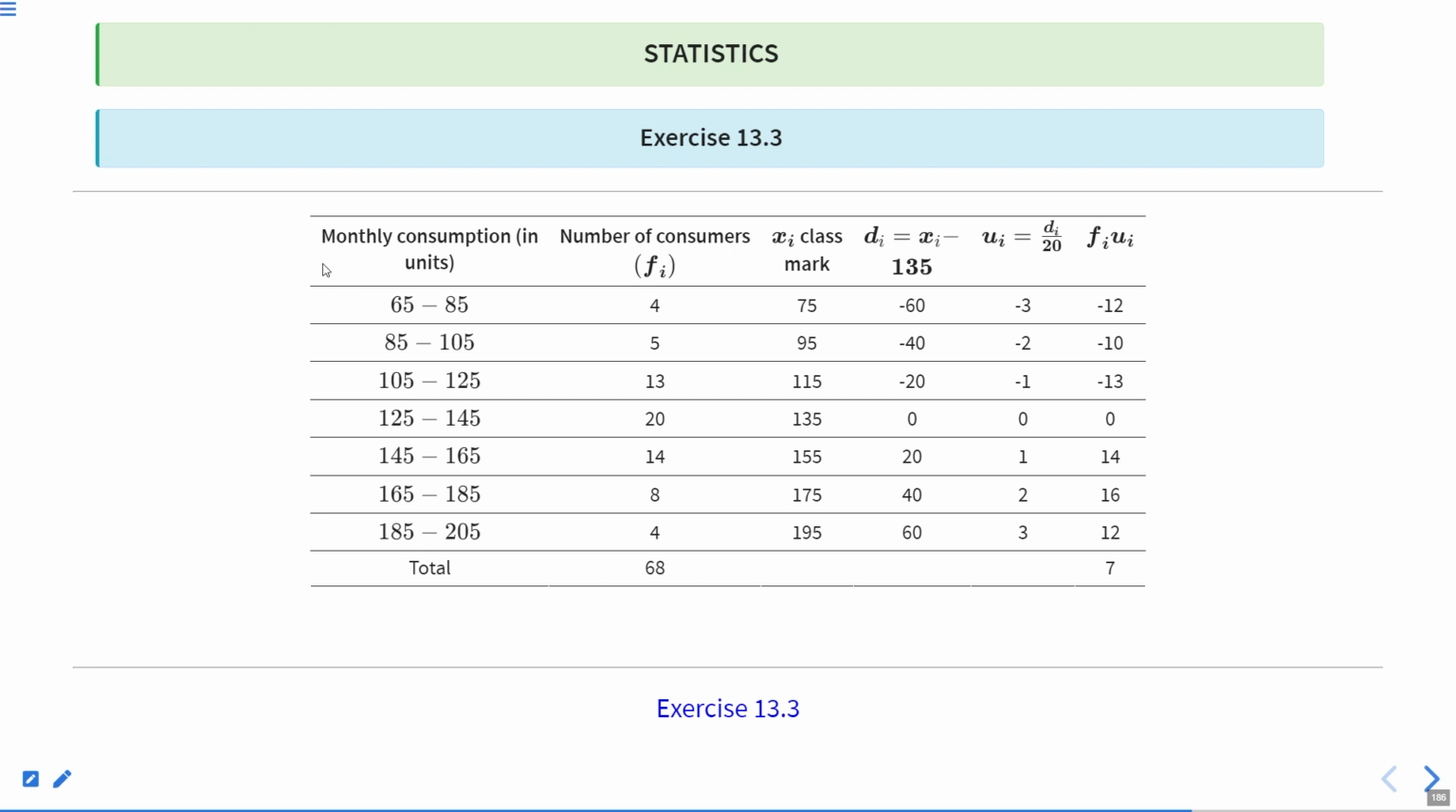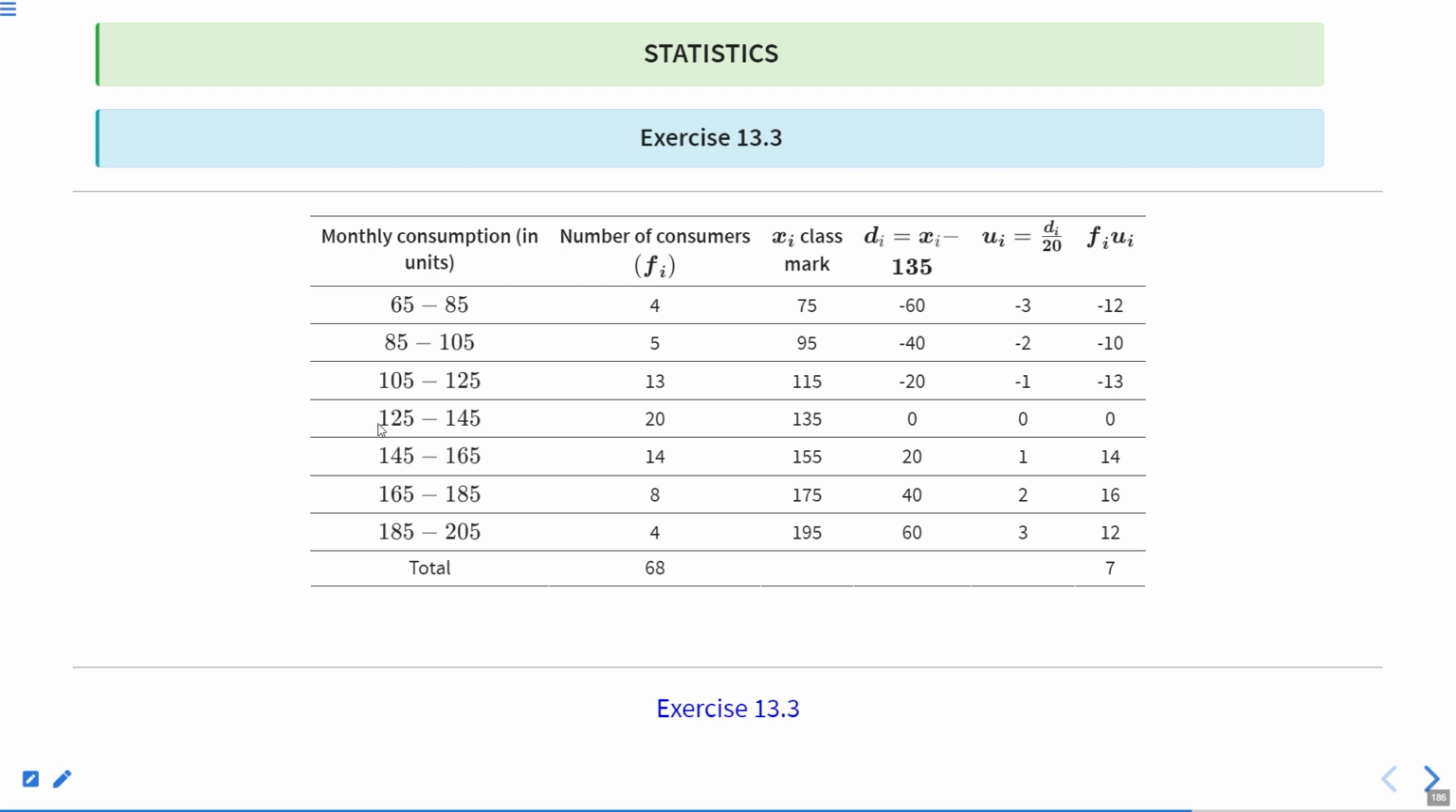In this class the value of xi, that is the class mark, is 75, di is minus 60, ui is minus 3 and fi ui is minus 12. In the next class xi is 95, di is minus 40, ui is minus 2 and fi ui is minus 10. For the next class xi is 115, di is minus 20, ui is minus 1 and fi ui is minus 30.